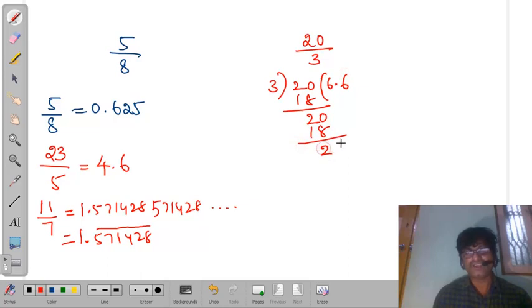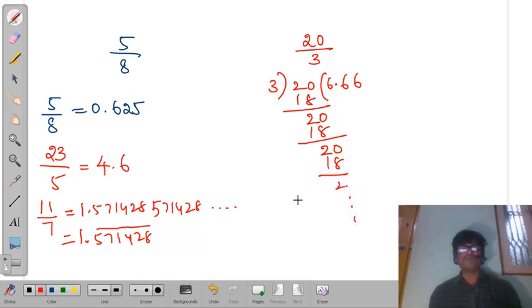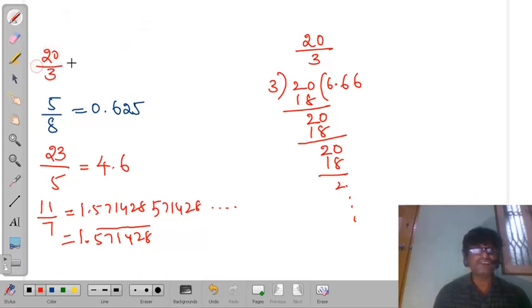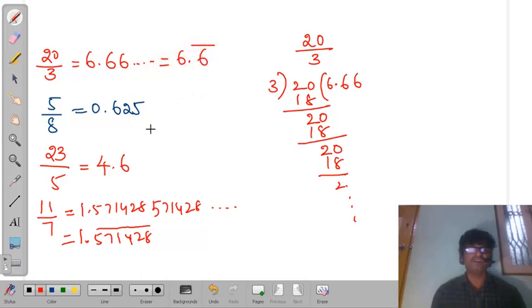So you take 2 here, 0. Again 3 times 6 is 18, 2 here, and so on. It will be getting repeated. So we can write, let me erase this and write here. 20 by 3 equal to 6.6666 and so on. So you can write this as 6.6 with the 6 under the bar.